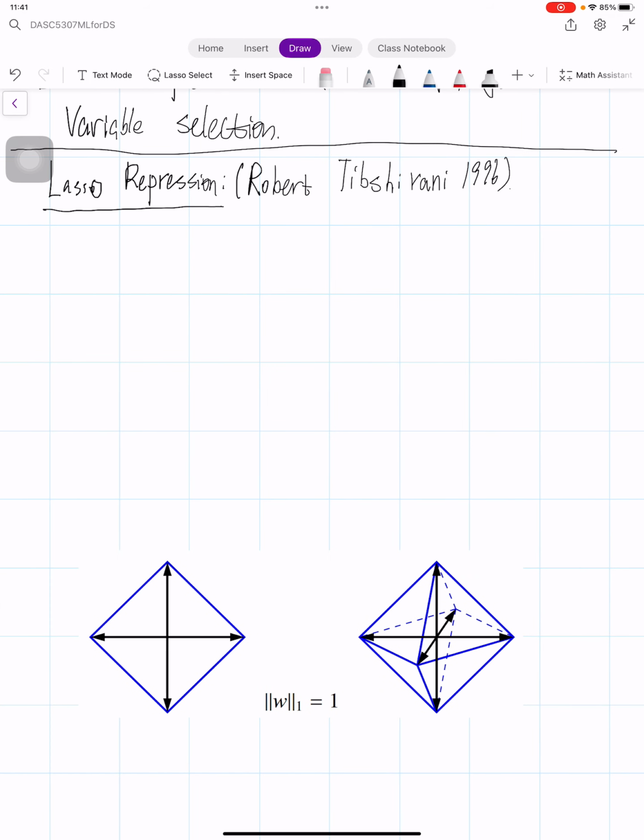Okay, so the idea is similar to ridge regression, but you only need to revise it. We still use the least squares linear regression, but plus not the L2 norm. Here we added the L1 penalty.